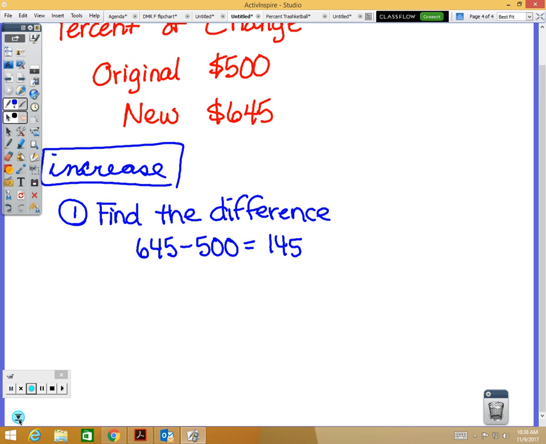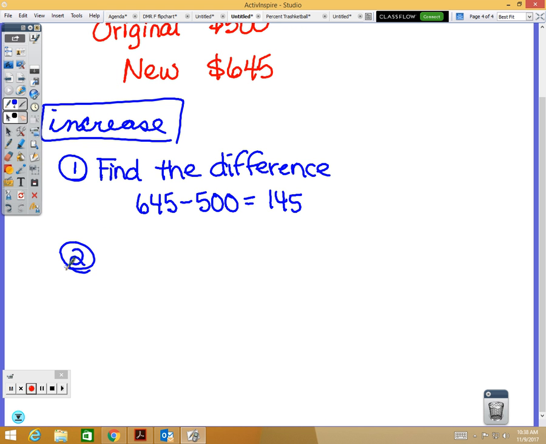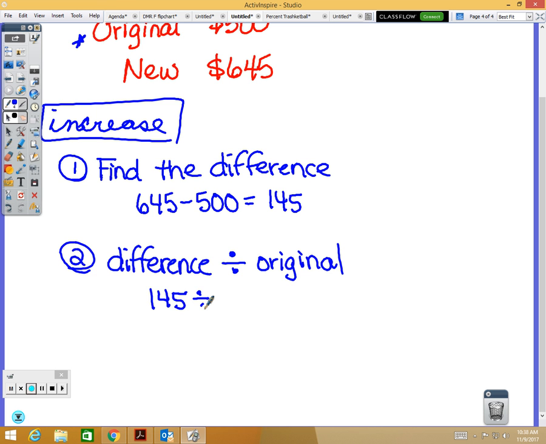Now, second step, this is the most important step. We're going to take the difference divided by the original amount. That's super important. So no matter if it's an increase or a decrease, you're taking the difference divided by the original. So in this problem, the difference was 145. And the original salary was $500. So 145 divided by 500. You have to put it in your calculator in that order.